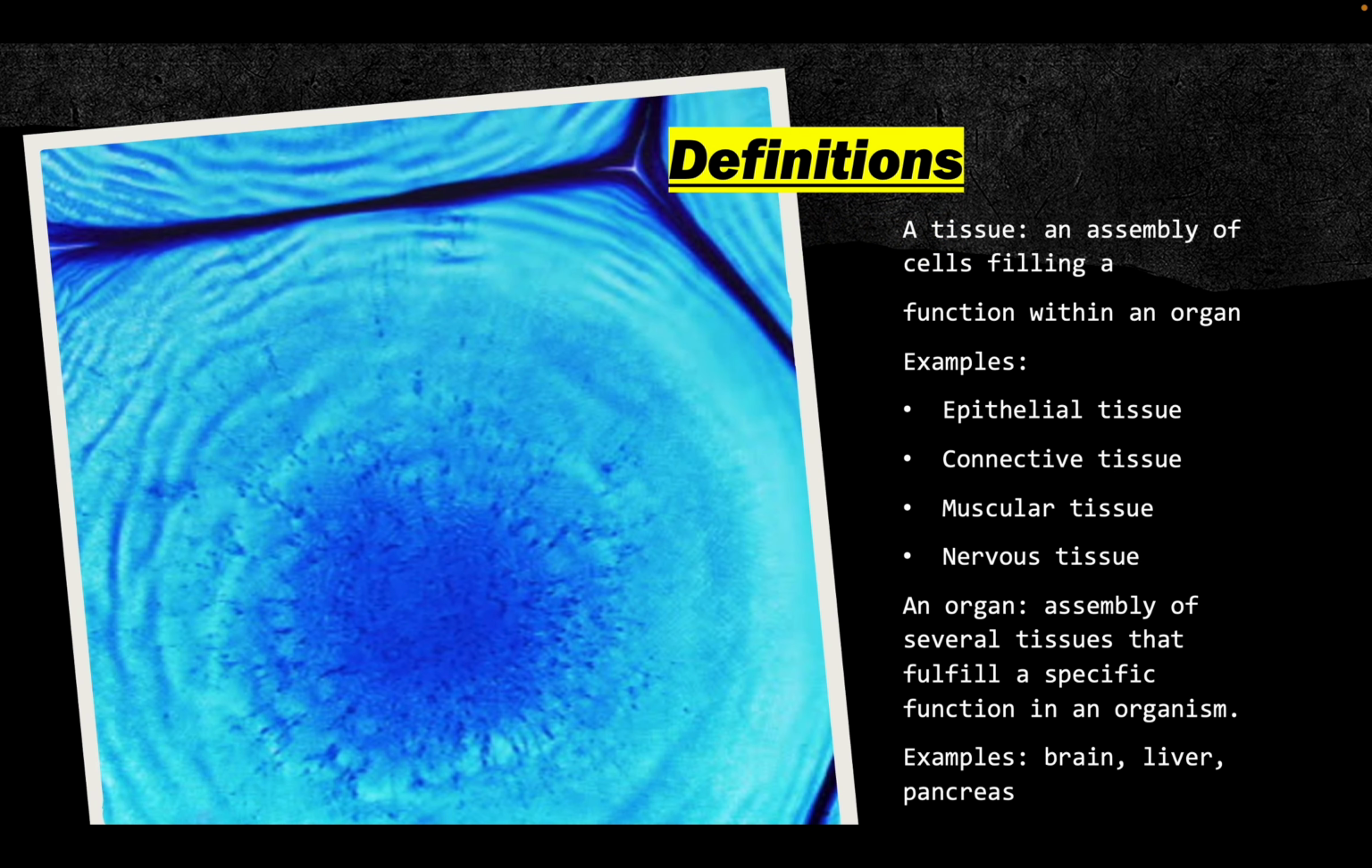And we have a tissue, an assembly of cells filling a function within an organ. Examples: epithelial tissue, connective tissue, muscular tissue, nervous tissue. An organ is an assembly of several tissues that fulfill a specific function in an organism. Examples: brain, liver, and pancreas.